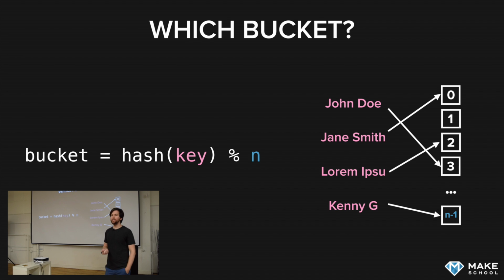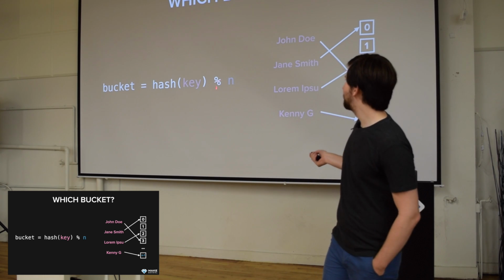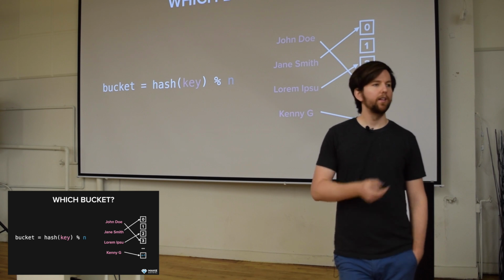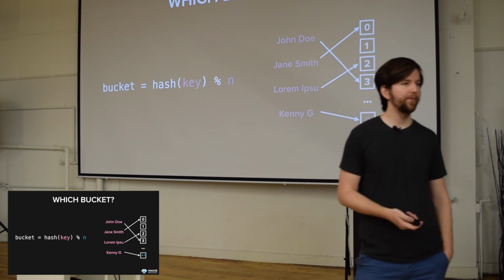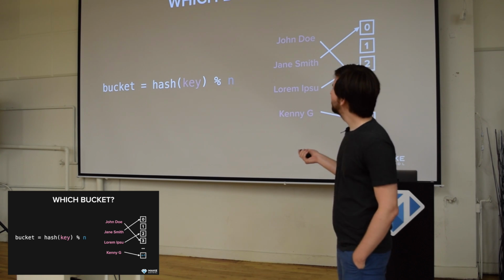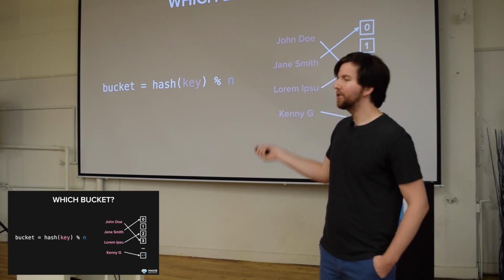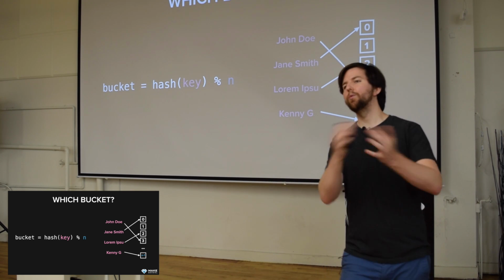Well, it's actually a very simple equation. You take the hash of the key, and then you do modulus n, where n is the number of buckets you have. So who wants to explain what the modulus operator does? It looks like a percent sign in most programming languages. Yeah, Andre. Returns the remainder, right. So if we have 8 buckets, modulus 8 will divide the resulting hash number by 8 and then tell us what the remainder is.